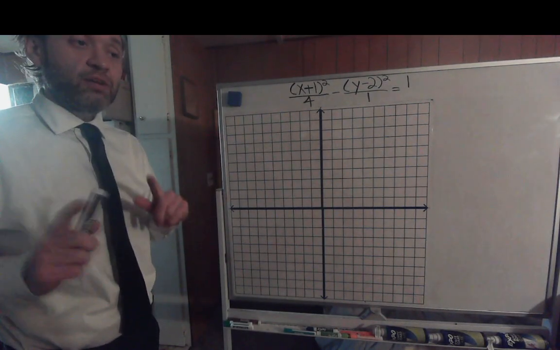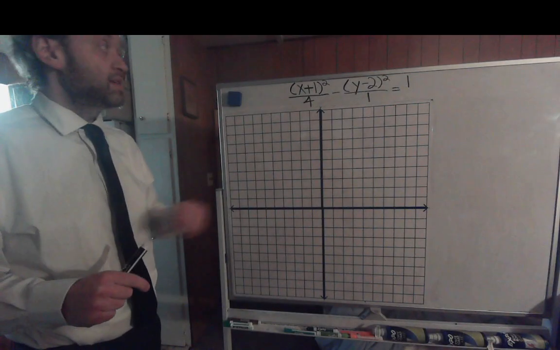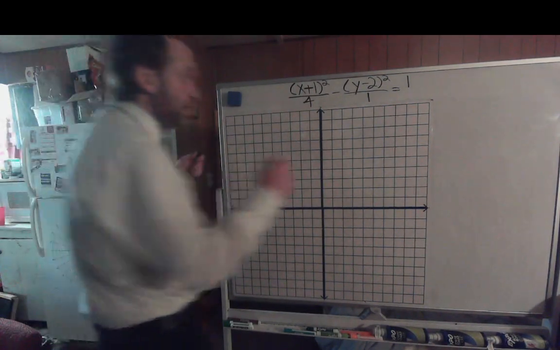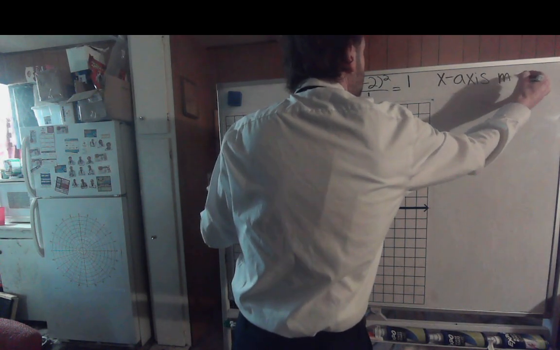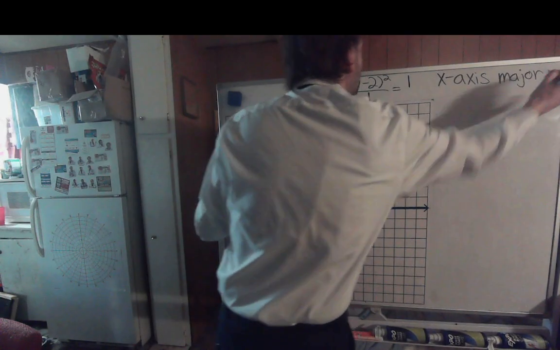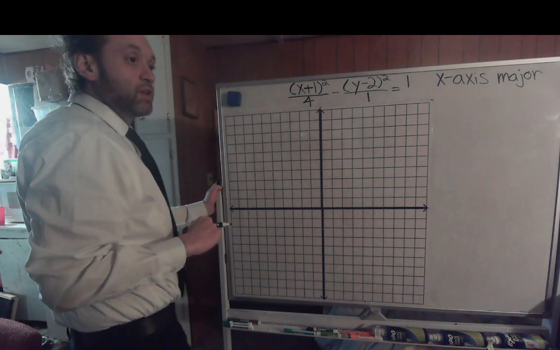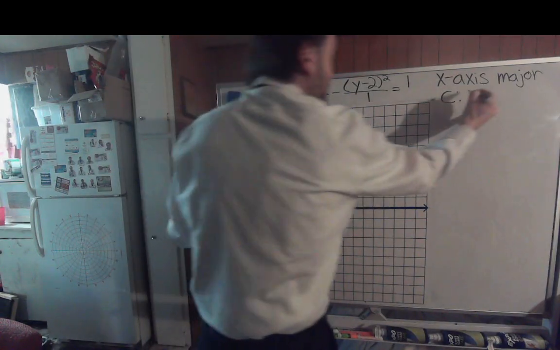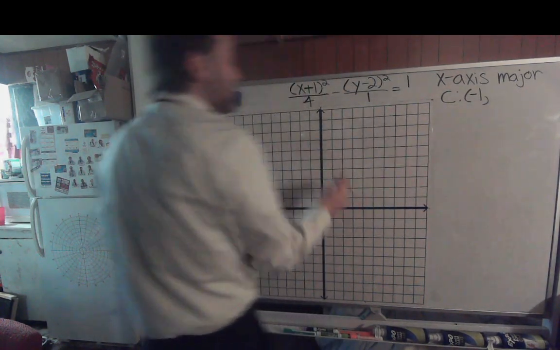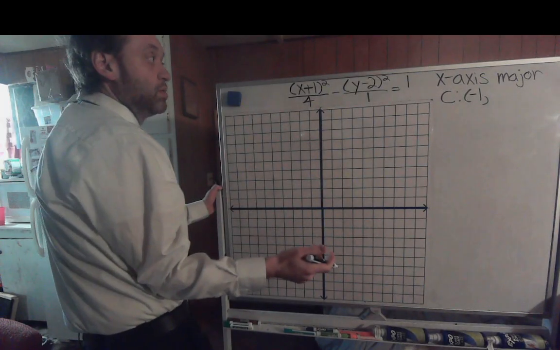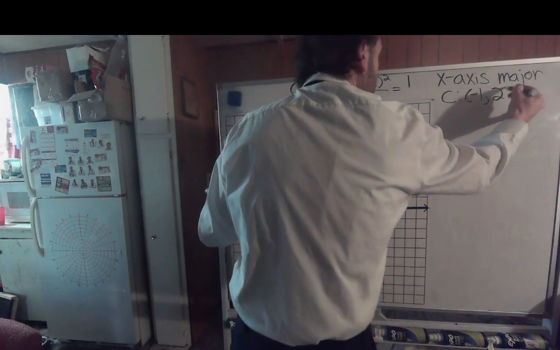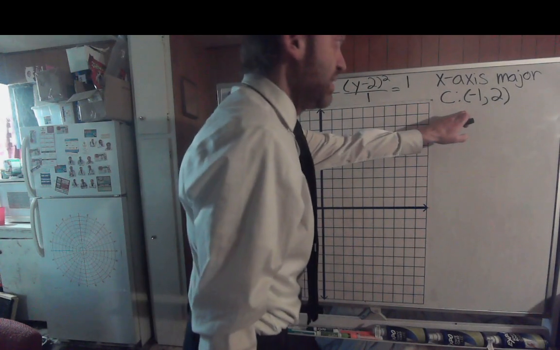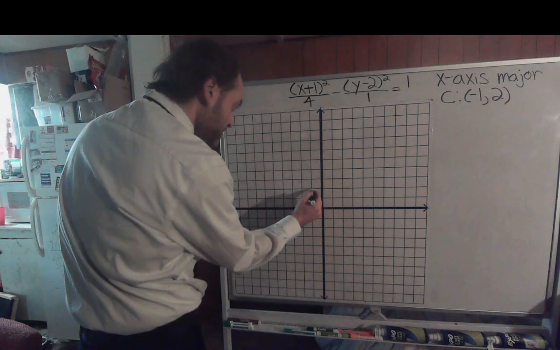Well, first let's determine which axis is the major axis. The x variable comes first, so the x-axis is your major axis, which means the hyperbola will have x-axis symmetry. All right, next let's determine what the center is. So to get the x-coordinate, set that x plus 1 equal to 0, you would get x equals negative 1. Set that y minus 2 equal to 0, you would get the y-coordinate equals positive 2. So your center's at (negative 1, positive 2). So that's going to be right here.